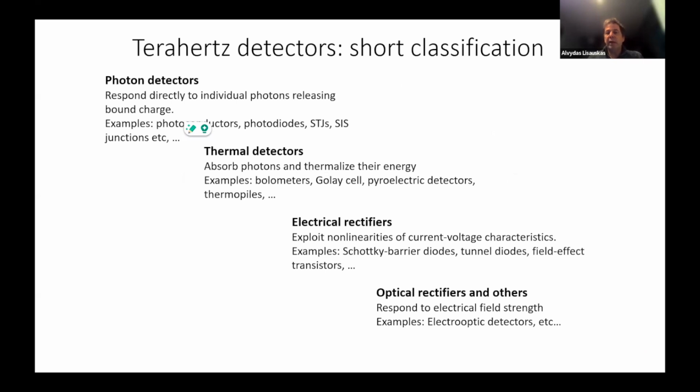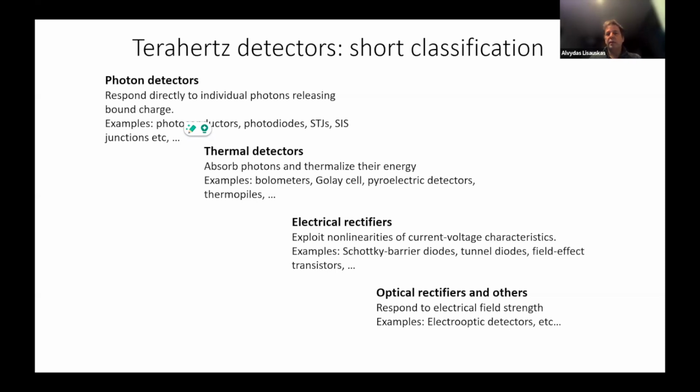If we can classify terahertz detectors, then this classification is large, and we have many phenomena which we can use to detect radiation. The first one, I would start from, is direct detection, like photon detectors. In this case, we respond directly to individual photons, which release bound charge. Examples of such detectors could be photoconductors, photodiodes, semiconductor junctions, and so on.